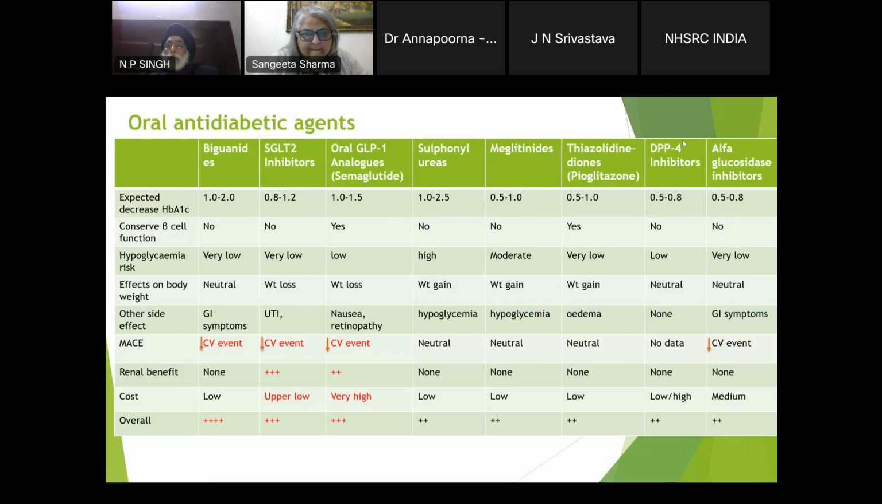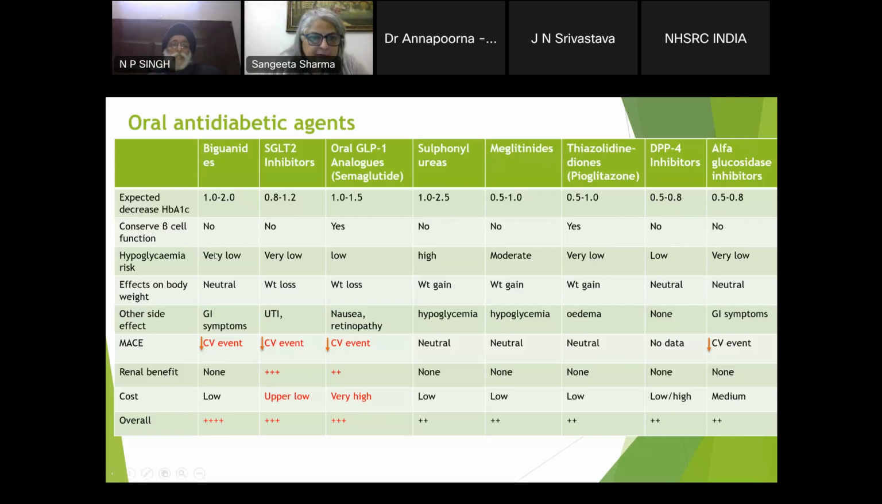Our DPP4 inhibitors are weight neutral and they are again one of the very good drugs which can be prescribed in various conditions as well. They do not cause hypoglycemia. Similarly, alpha glucosidase inhibitors are also available for postprandial hyperglycemia. So after this, I am not going to discuss these drugs individually. These are some of the characteristics which we look at.